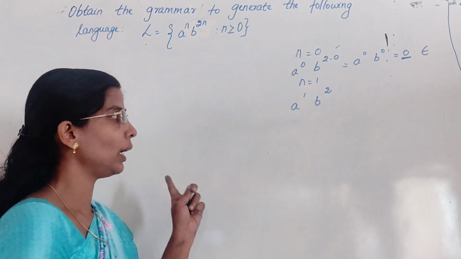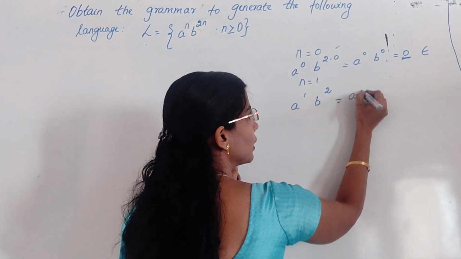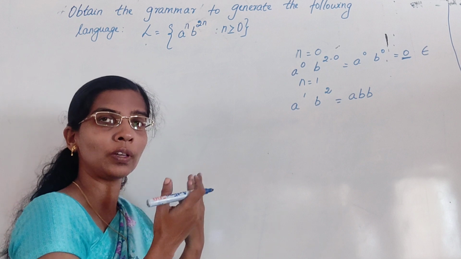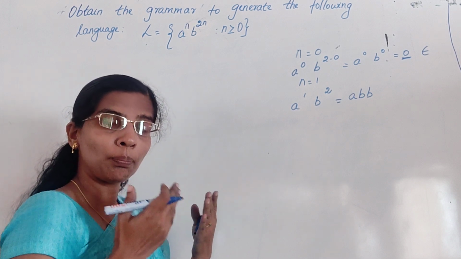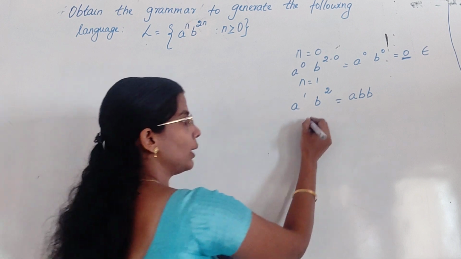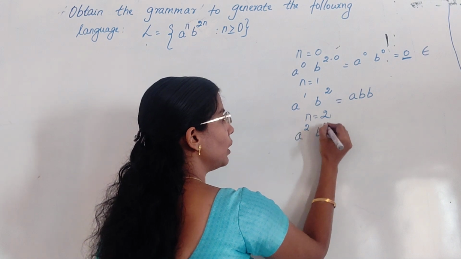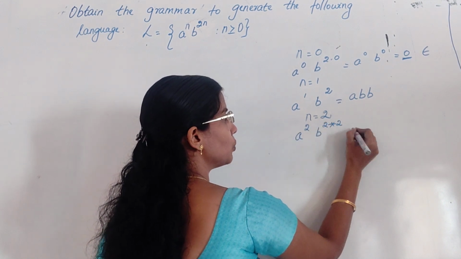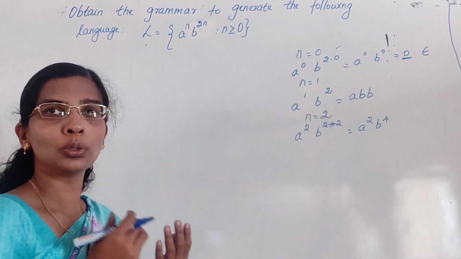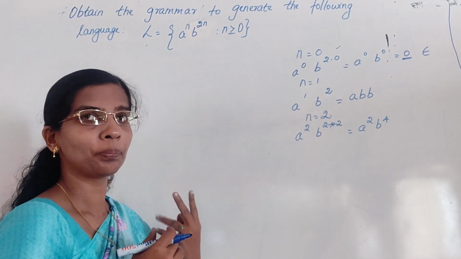Right? So, if I have only one A, how many B's will I get? I will get 2 B's. This is how I want to generate. In the first iteration, when I generate one A, simultaneously I have to generate how many B's? I have to generate 2 B's. And in the next iteration, n is equal to 2. A^2 B^(2 into 2), that is what? A^2 B^4. When I generate 2 A's, how many B's should I generate? I should generate 4 B's, multiples.